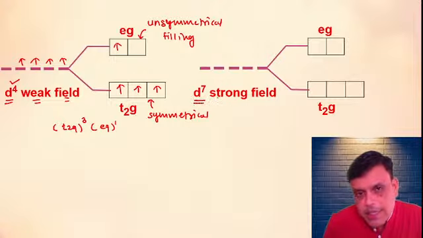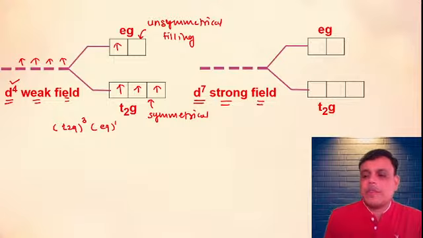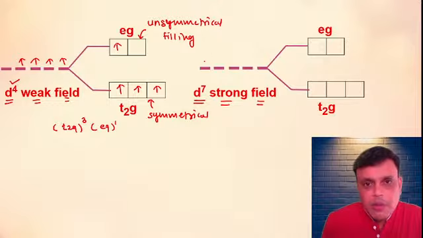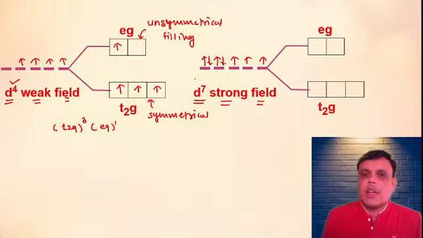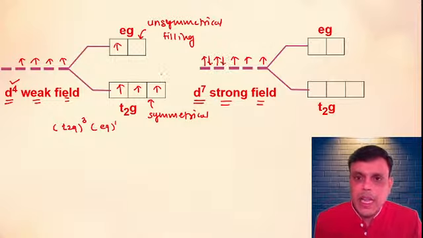Then take the second example: D7 system, and the complex is strong field. Now, D7 system means you have 7 electrons in the free metal ion. 7 electrons in the free metal ion: you have 5, 6 and 7. ठीक है, 7 इलेक्ट्रॉन्स आपके पास हैं फ्री मेटल आयन में.